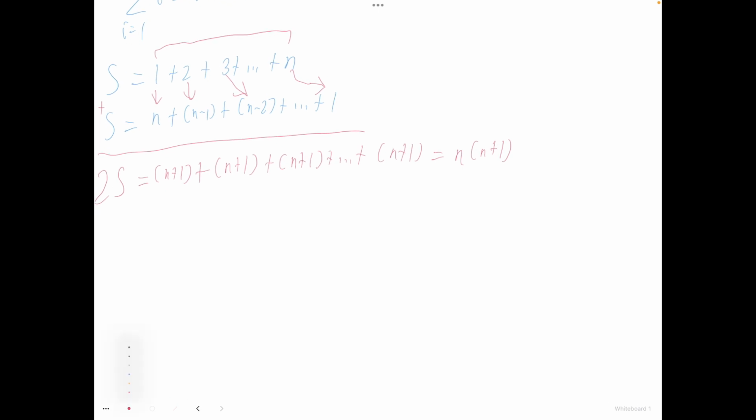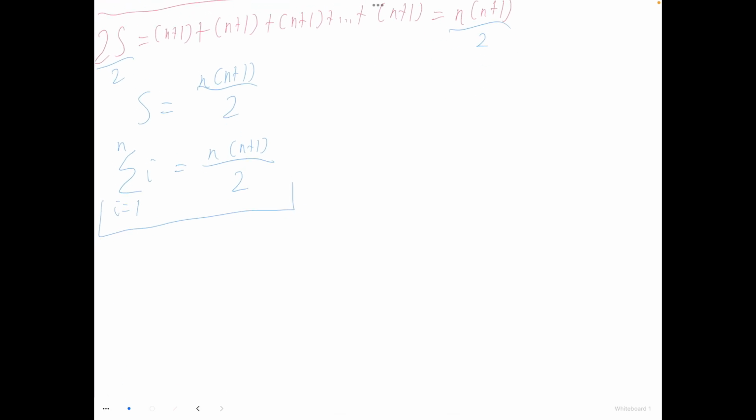And now we wanted to know what s was. So s is just going to be equal to n times n plus 1 divided by 2, just dividing by 2 both sides of the combination we just did. But remember, s was our summation. So what we just found is the sum from i equals 1 to n of i is equal to n times n plus 1 divided by 2. And so this gives us a formula to add up the first n natural numbers.